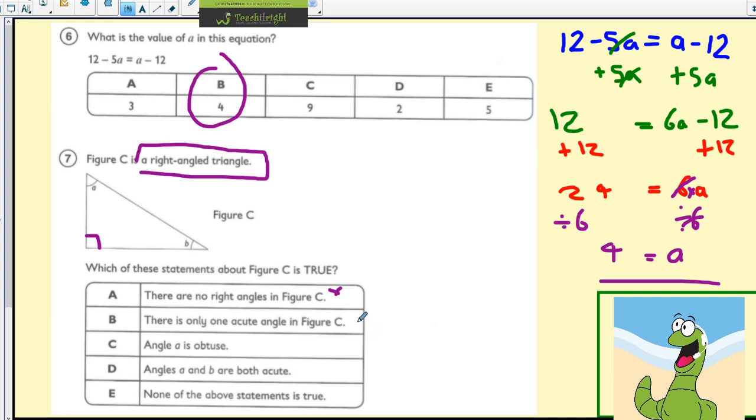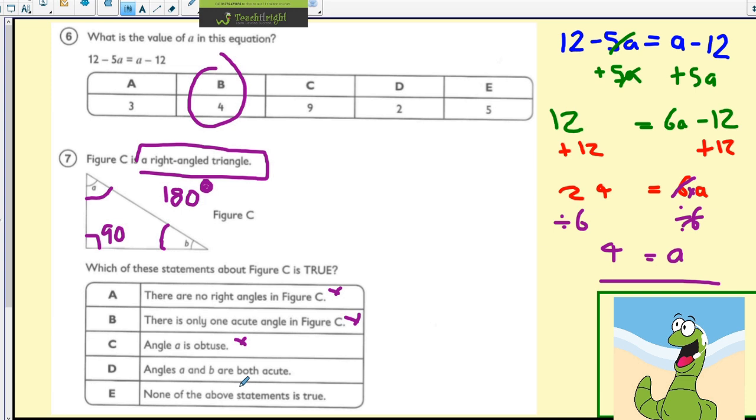There is only one acute angle. Well, acute angles are less than 90, and if that is a right angle, which it must be, both of these have to be less than 90 degrees. So both of these are acute, so it can't be that one. Angle A is obtuse, or obtuse means more than 90 degrees, and we can't have that because we can only have one 90-degree angle, because all the angles have to add up to exactly 180, and I've already got 90. I can't have one angle being more than 90, so that's false.